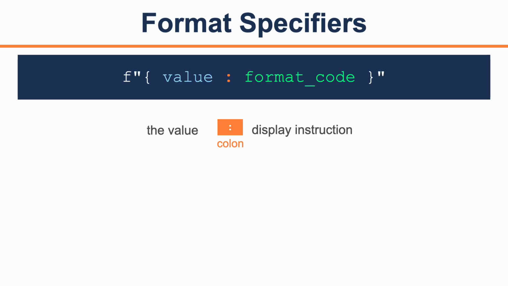A format specifier controls how a value is displayed inside an f-string. You add a colon after the variable name inside the braces, followed by a format code.